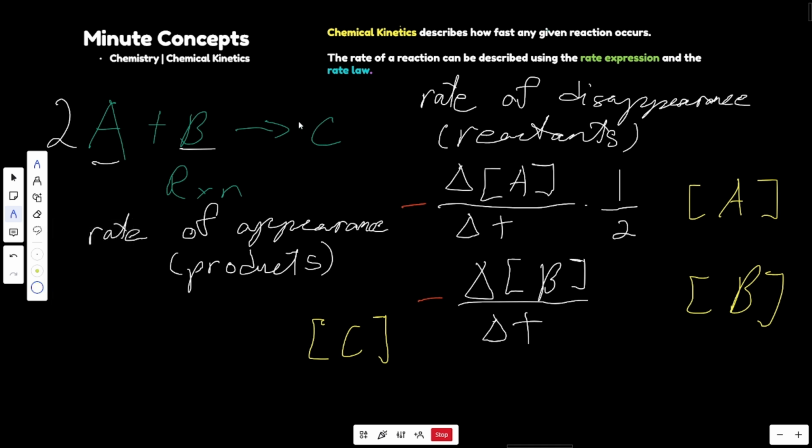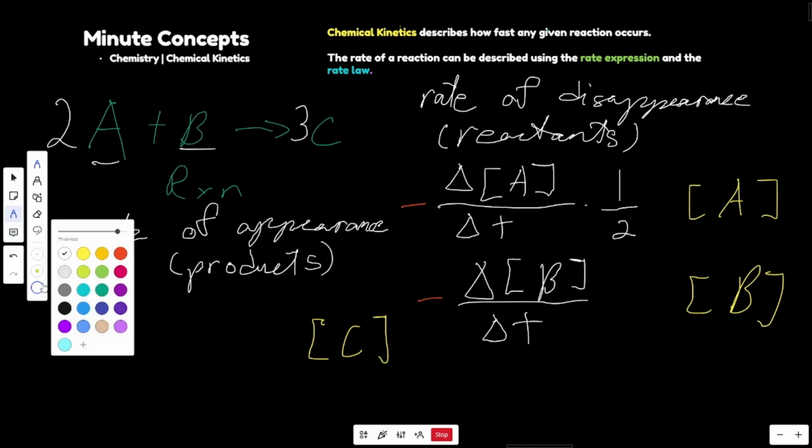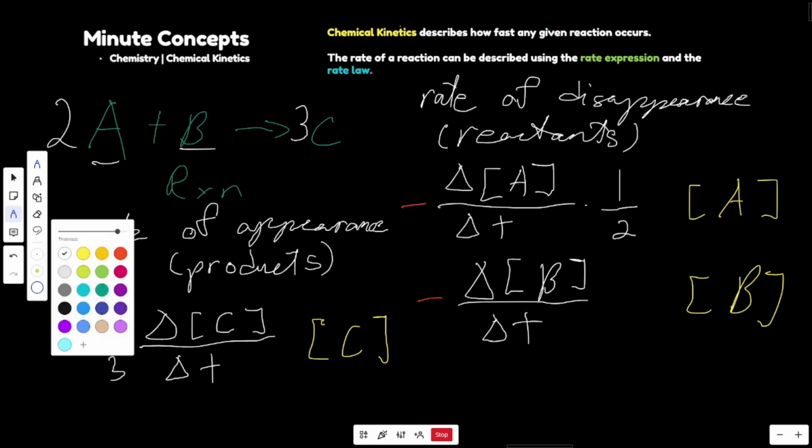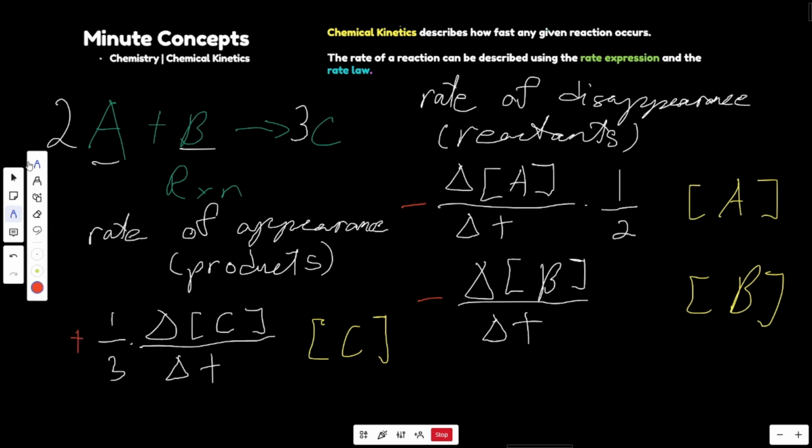So let's actually put another coefficient here. Let's say that 2 moles of A react with 1 mole of B to produce 3 moles of C. So let's try doing that for our rate of appearance of C. So the rate of appearance of C would thus be the change in the concentration of C over the change in time times the reciprocal of 3. So that's 1/3. And this is thus the rate of appearance. Now, if you want to add the plus sign, you can also do that.